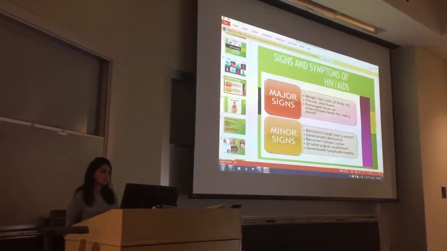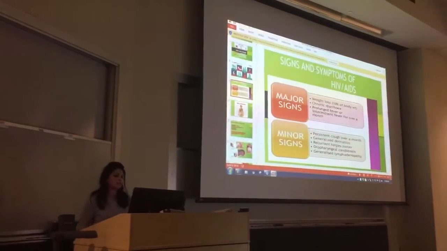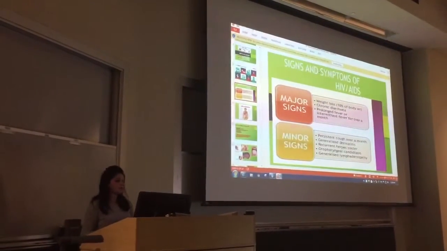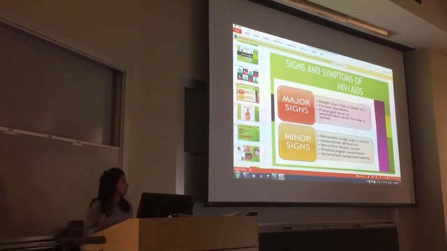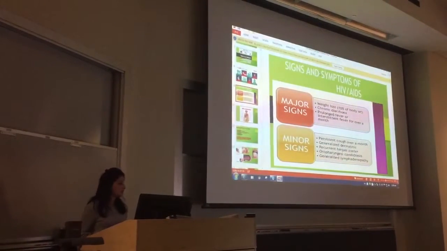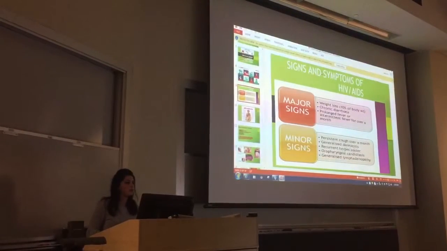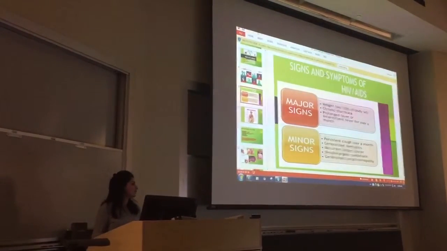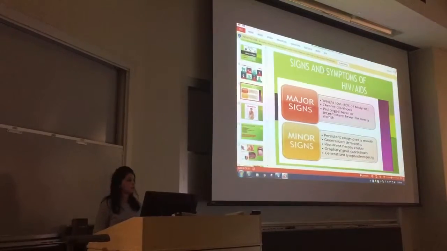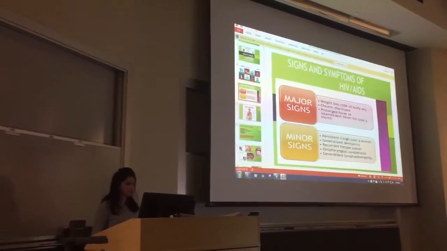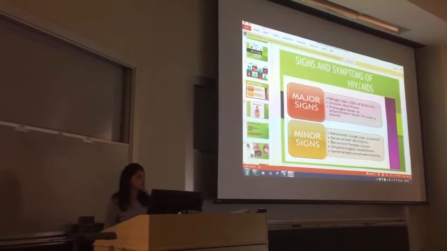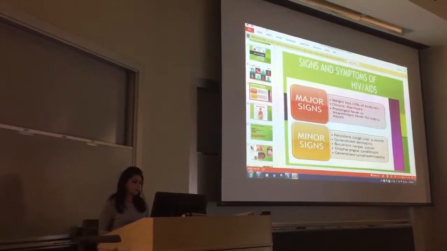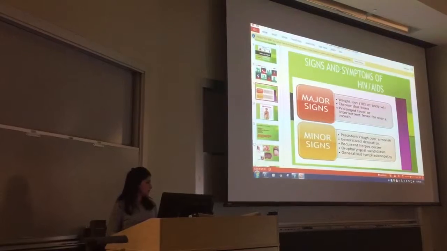You need to know the signs and symptoms of HIV and AIDS. The major signs, most common in advanced stages of HIV when it progresses to AIDS, include weight loss. You'll see a lot of people that have AIDS are really skinny. Their immune system is really weakened at this point. You'll have chronic diarrhea and prolonged fever. The fever actually lasts for months.